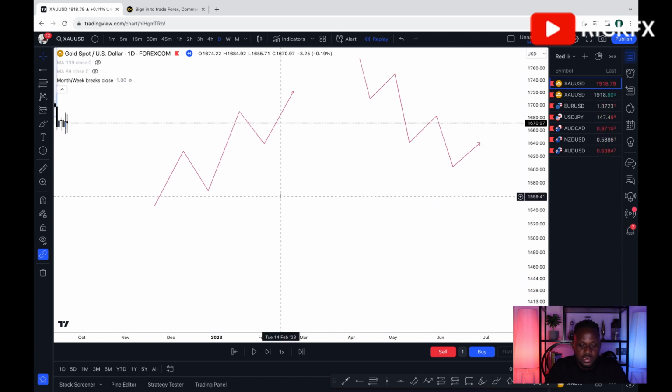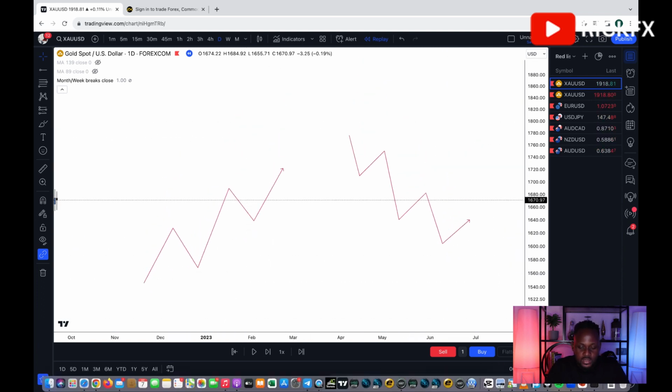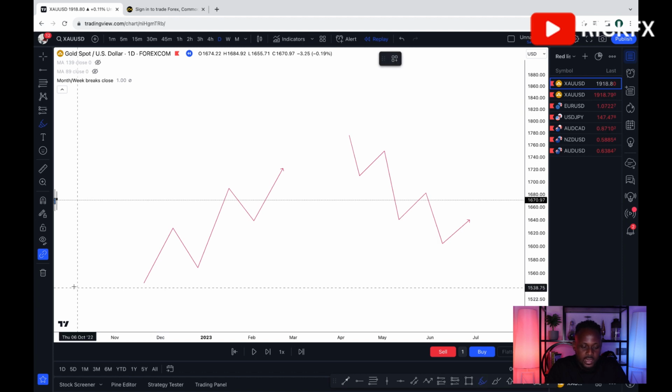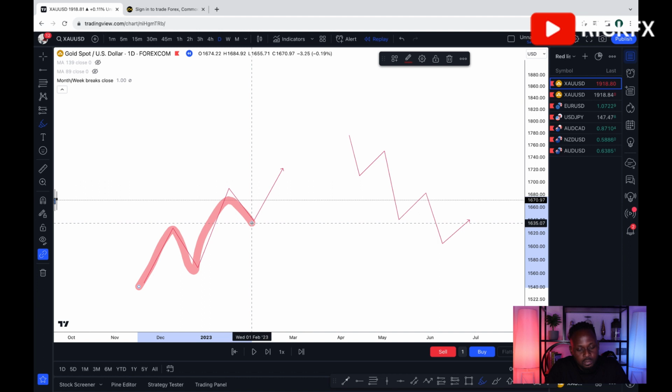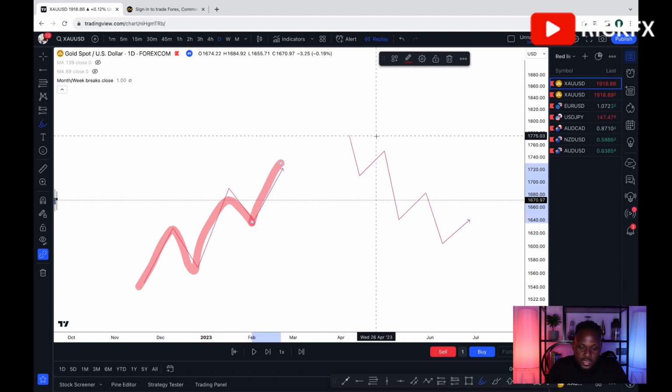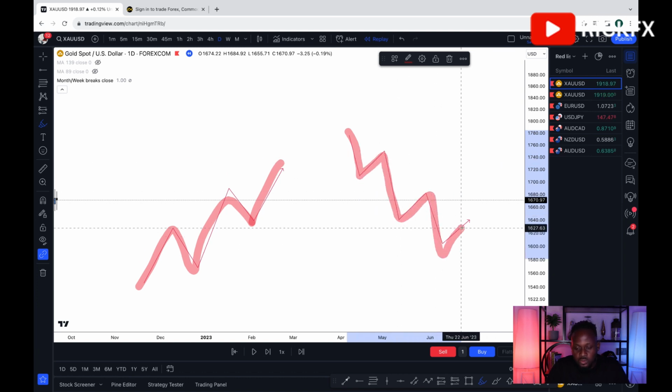For you to consider the market being in an uptrend, you want to see the market make a series of higher highs and higher lows, higher highs, higher lows, or impulse and correction. And for a downtrend, you want to see it making a series of lower lows, lower highs, lower lows, lower highs, lower lows, and then lower highs.